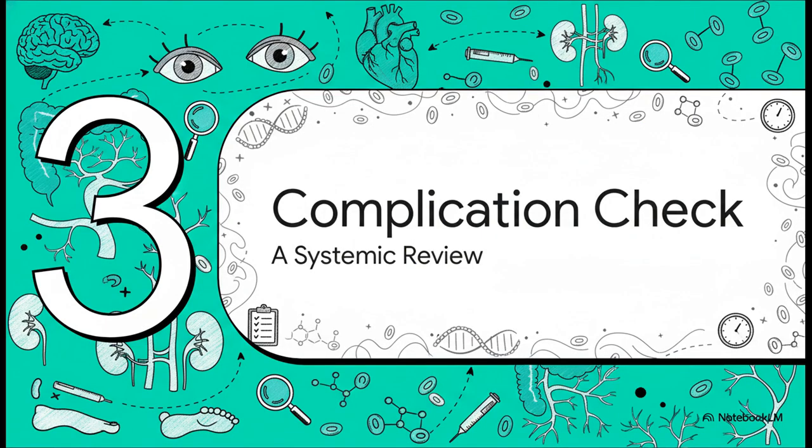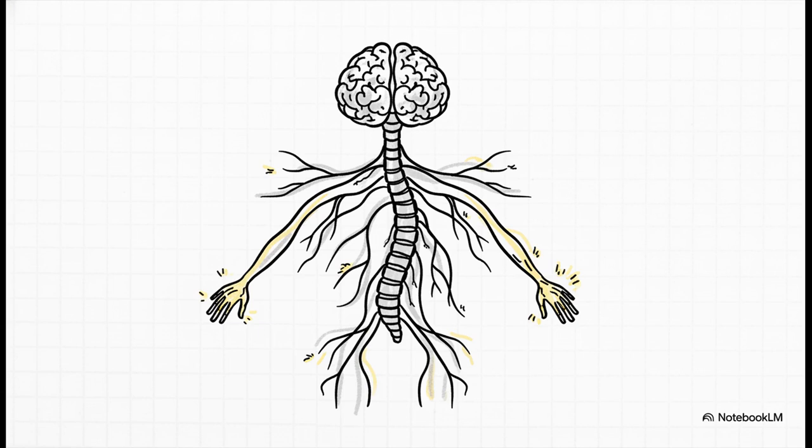All right, so we've put out any immediate fires. Now, we can pull back and look at the bigger picture. It's time for our methodical, head-to-toe scan for the long-term complications of diabetes. This is our system review, where we're looking for those subtle, chronic ways the disease can affect the whole body. We'll get the ball rolling with the nervous system.